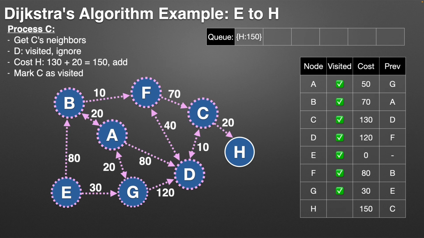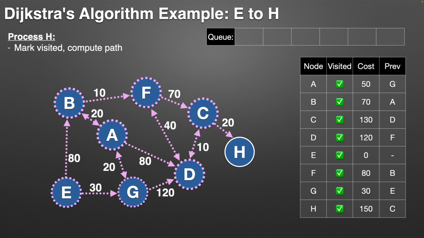We'll process C, and we will find its neighbors, which H is one of its neighbors, and D is another neighbor. D is already visited. We can ignore that. For H, we will compute the cost, which is 150, and we will add that to our priority queue. We'll update it here in the table as well. And you remember H is what we're looking for here, so E to H. And so at this point, we have made it all the way through. We've got our table of values, and we can compute our path.